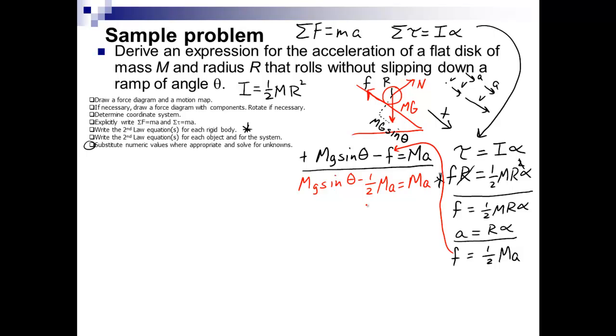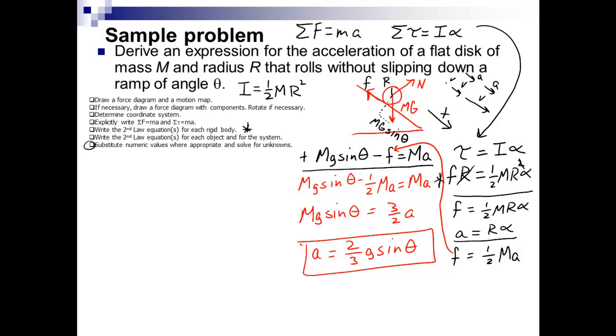If I add the 1/2 ma to both sides, I get mg sine theta is equal to 3/2 a, and therefore a would be equal to 2/3 g sine theta. So there's my equation for the acceleration.